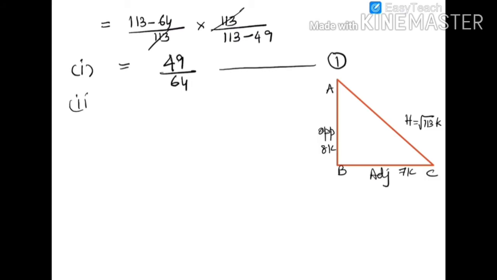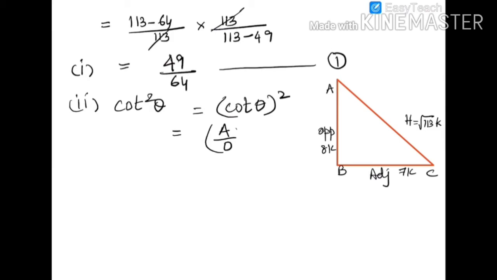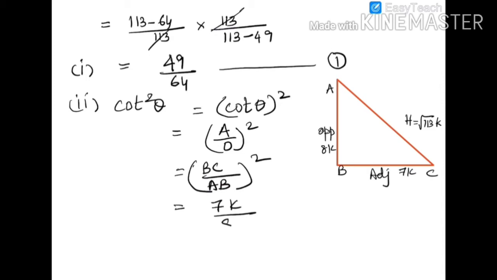The second part is to find cot square theta, which can be written as cot theta square. And cot theta is the ratio of adjacent side and opposite side. So from the figure, adjacent side is BC and the opposite side is AB. So we have to find BC upon AB square, and that is 7k upon 8k, and that is equal to 49 upon 64. Let's mark this as 2.